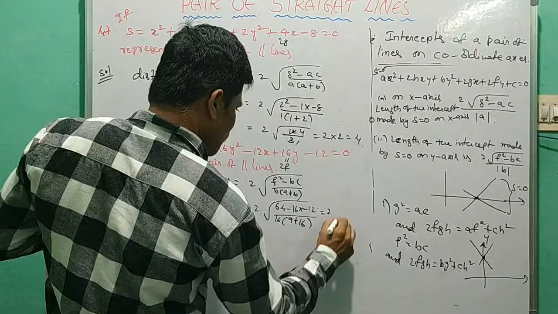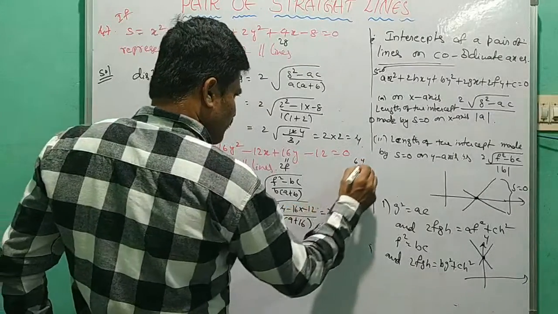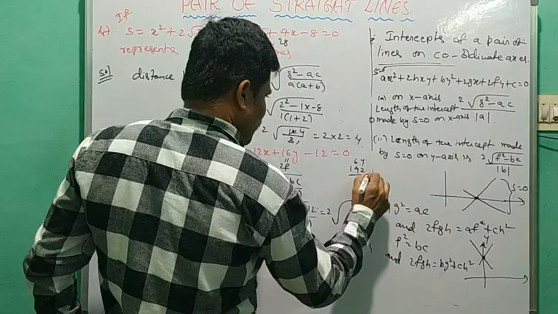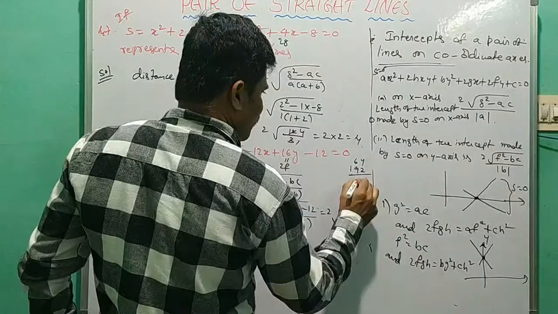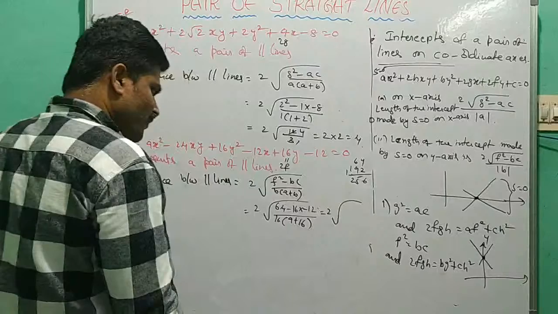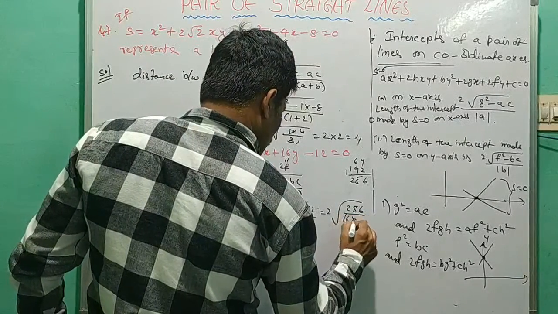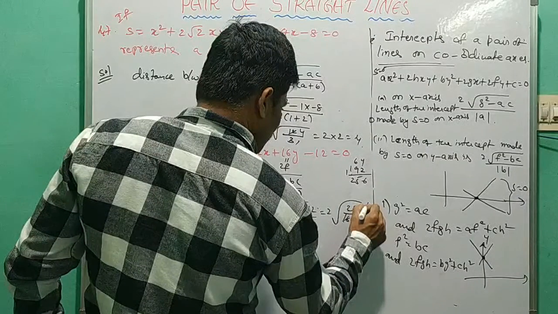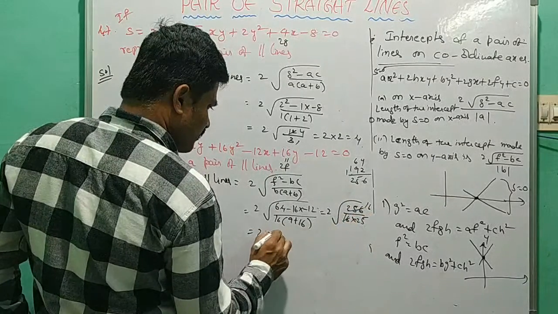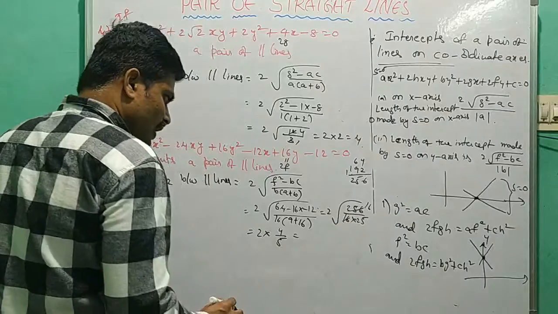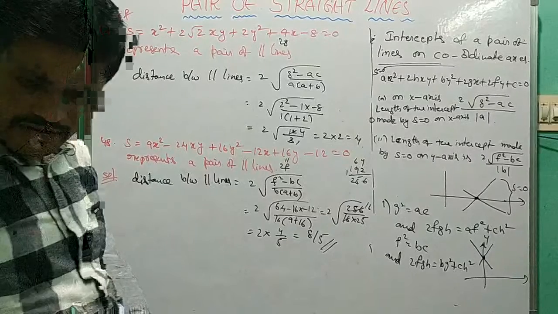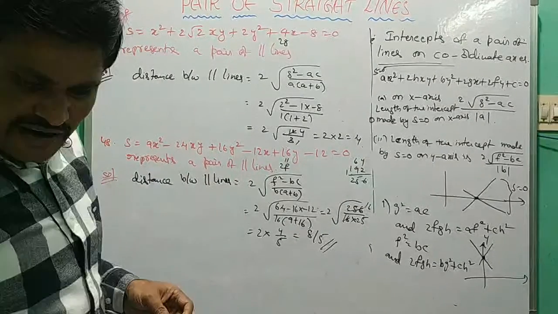It can be simplified. 64 plus 192, that is 256, by 16 into 25. Here we have to write 2 into square root of 16 by 25. So this is the solution. Similarly, the next problem.